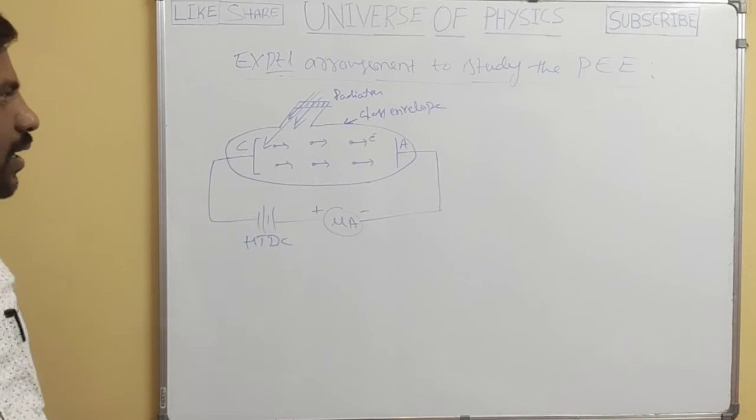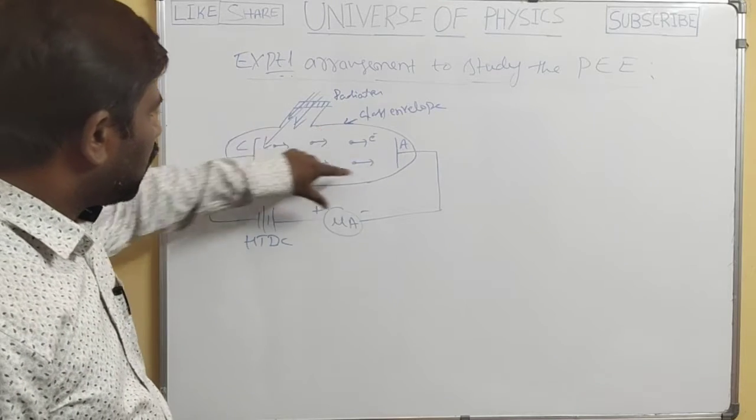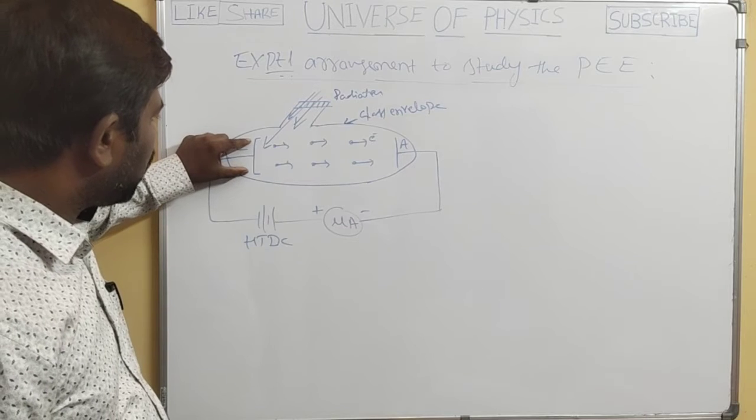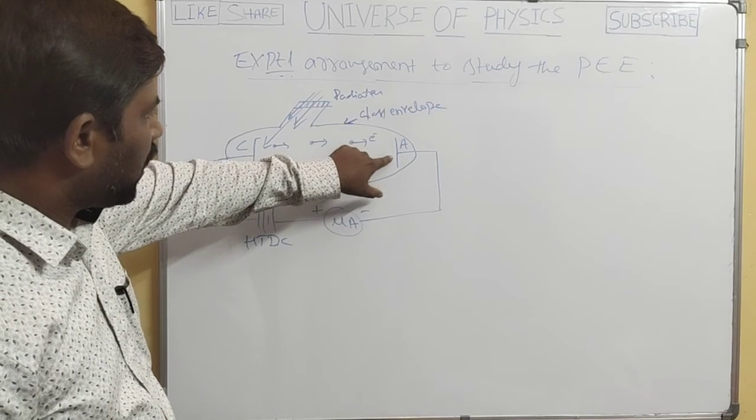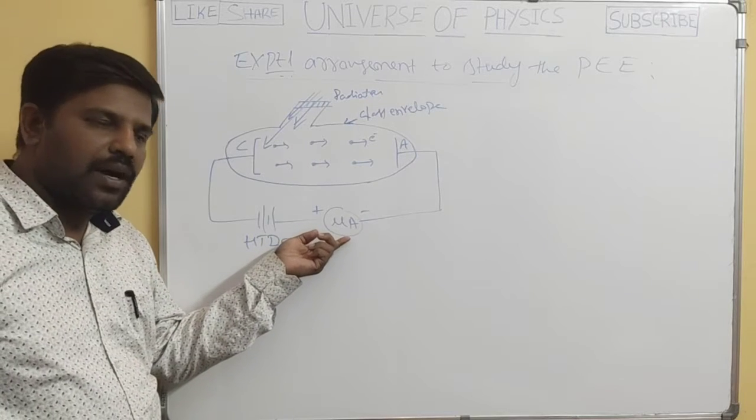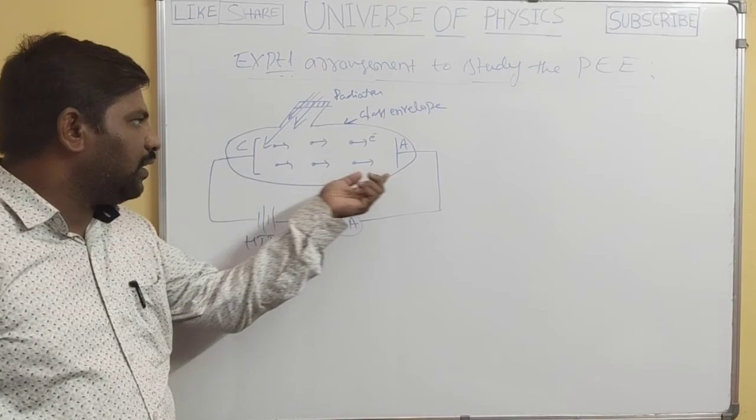That is, it consists of an evacuated glass envelope with a quartz window. One end is fitted with photocathode and the other end is fitted with an anode A. A battery in series with a micrometer or galvanometer is connected between this cathode and anode.